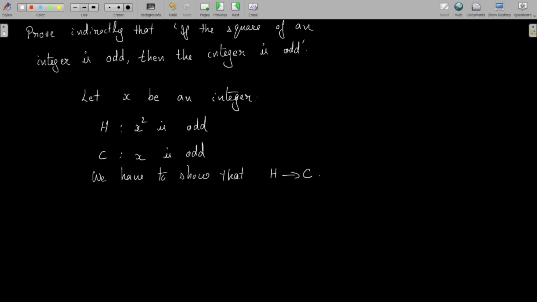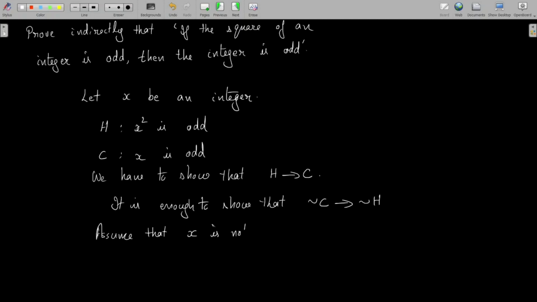Here we will provide the proof of the contrapositive. So it is enough to show that negation of the conclusion C implies negation of the hypothesis H. So we assume that negation of C is true. That is, here C is x is odd. Therefore our assumption is x is not odd. Then clearly x is even. If x is even, there is an integer k such that x equals 2 times k. So using the assumption negation C, we express x as 2k where k is an integer. Now we have to arrive at negation H.